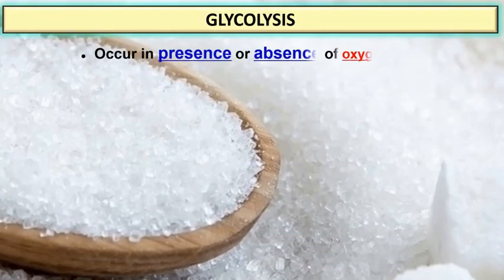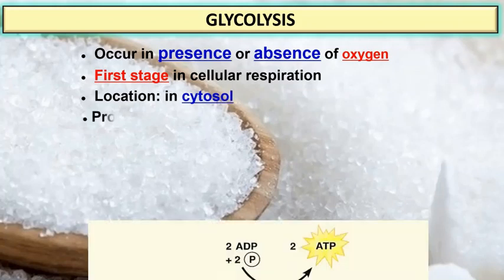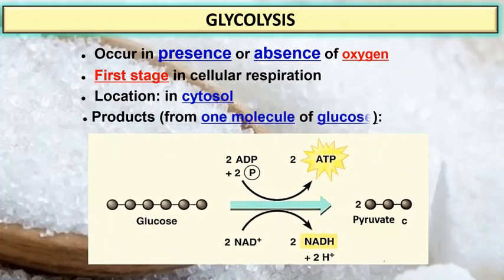Glycolysis can occur either in the presence or absence of oxygen. It occurs in the cytosol or cytoplasm of the cell. And again, these are the products of glycolysis from one molecule of glucose.